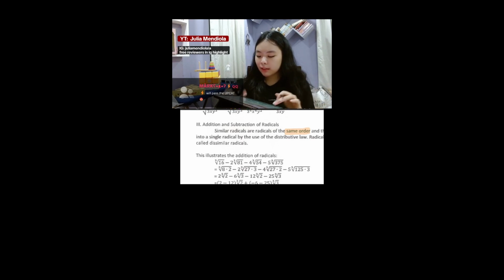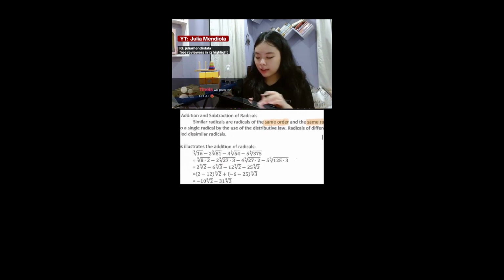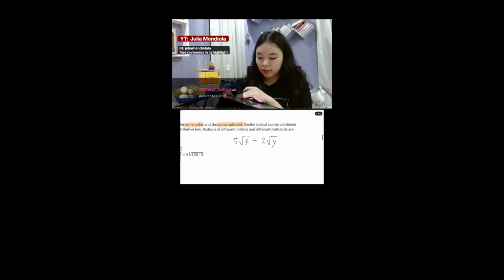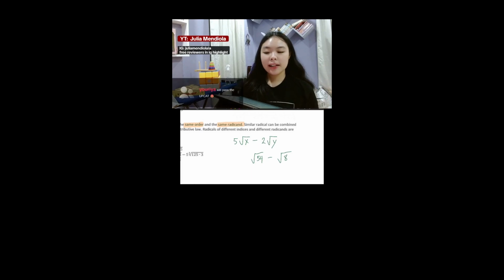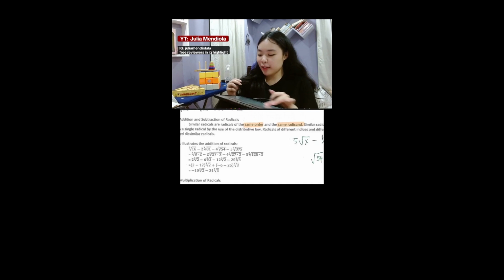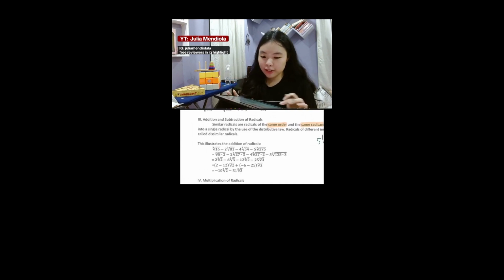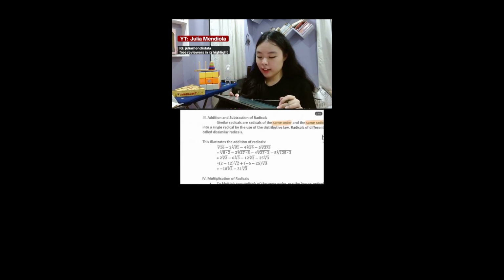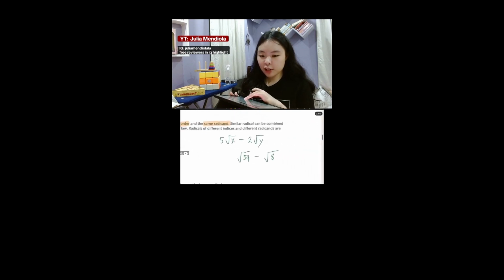Ang hirap naman. Magbigay tayo ng madali, kasi ayoko ng mahirap. Char. So, square root of 54 minus square root of 8. How are we gonna solve this? Hindi ganyan kahaba yung question sa UPCAT, guys. I mean, possible naman na ganyan kahirap, pero let's start with simple examples.